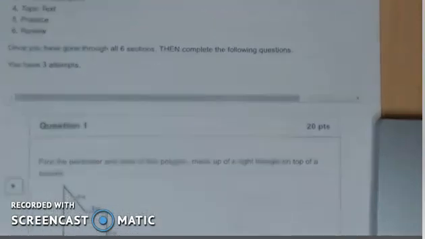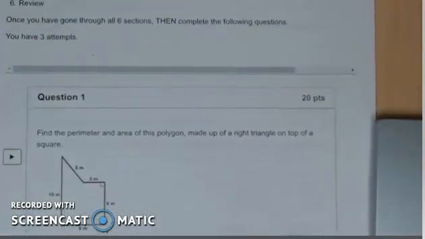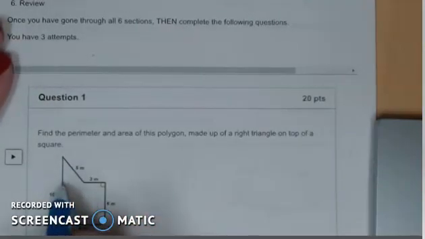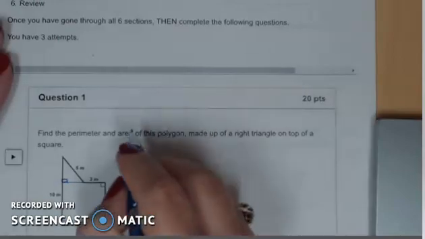When you're looking at question number 1, it says find the perimeter and area of this polygon made up of a right triangle on top of a square. So they're letting you know that this piece is a right triangle, so we're going to have to use that information, and this is a square. So first let's talk about perimeter.